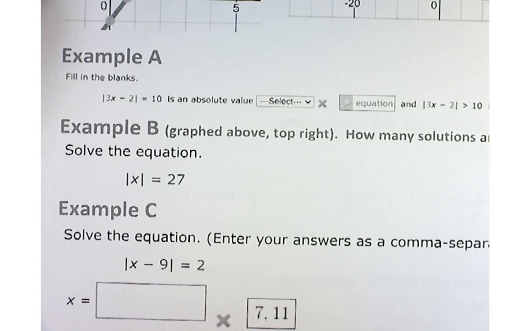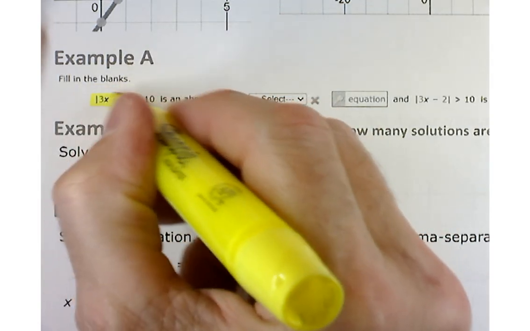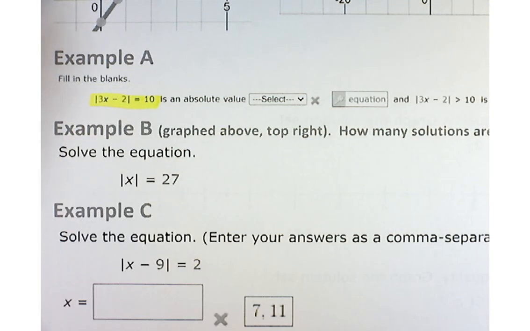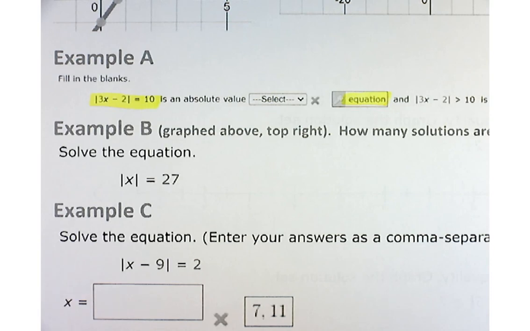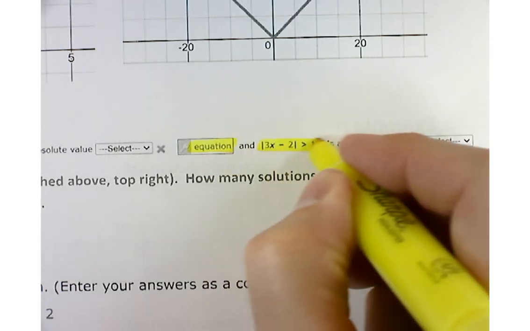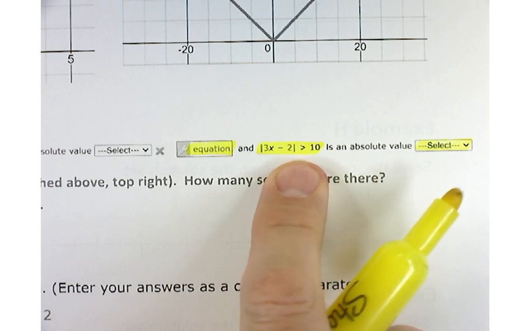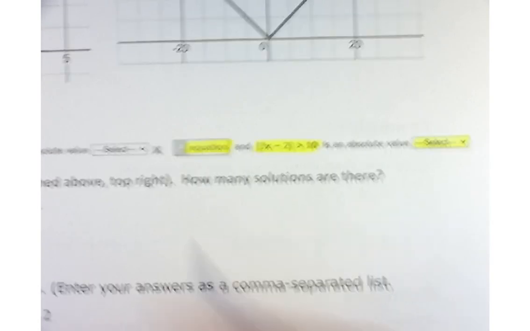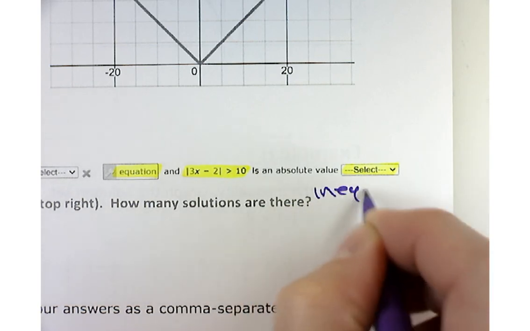Just for the vocabulary part of this, when you have something like this, where you've got the absolute value and a variable inside that absolute value, an equal sign, that's an absolute value equation. If I switch that up a little bit, I can make that an absolute value. What would you guess this second one is? Instead of an absolute value equation, this is an absolute value inequality. Inequality, yeah, thank you.